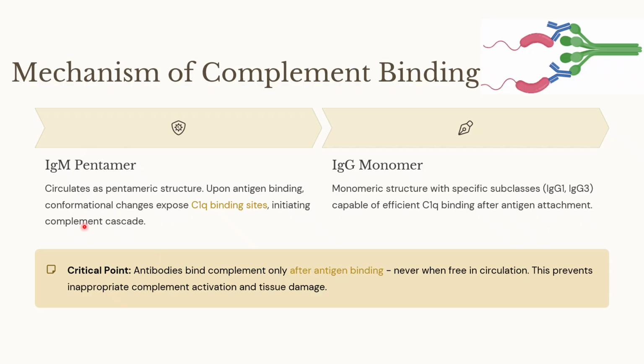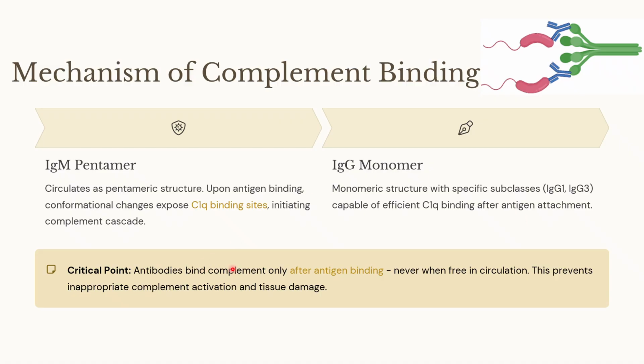The IgM pentamer, once it binds to the antigen, will undergo a conformational change, exposing the C1q binding sites. This is the IgE, but I was talking about IgM. For the IgG monomer, the specific classes like IgG1 and IgG3 are also capable of efficient C1q binding after antigen attachment.